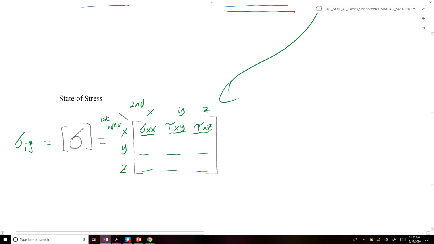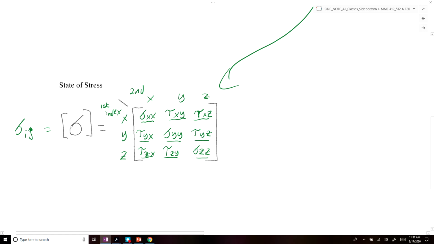matrix all labeled. So we will have tau yx, we will have sigma yy, we will have tau yz here, and then on our last row we will have tau zx, we will have tau zy, and we will have sigma zz. Right? So for any point, based off this definition, we have 9 unique stress components at any point.